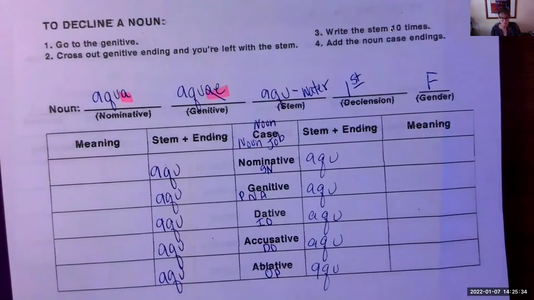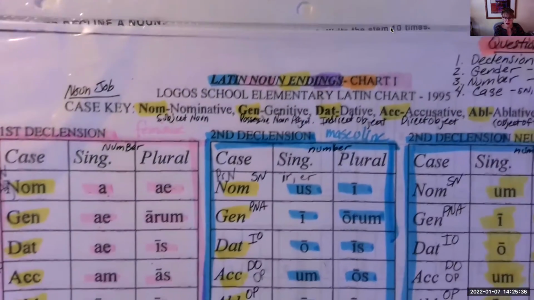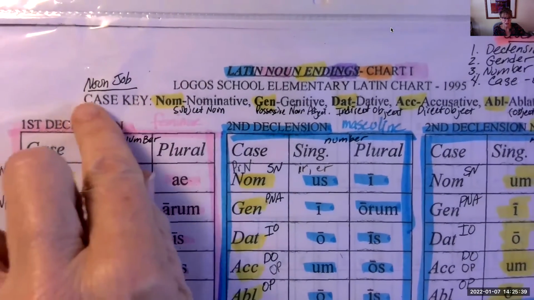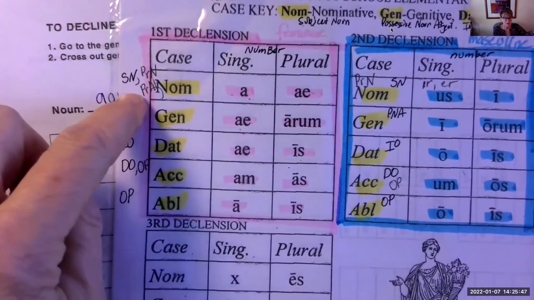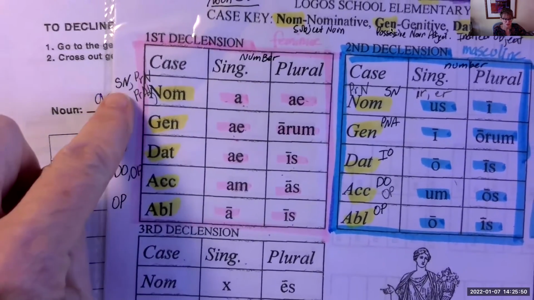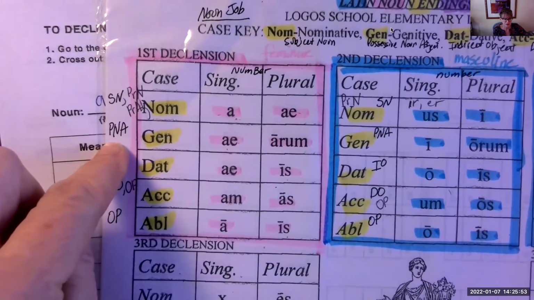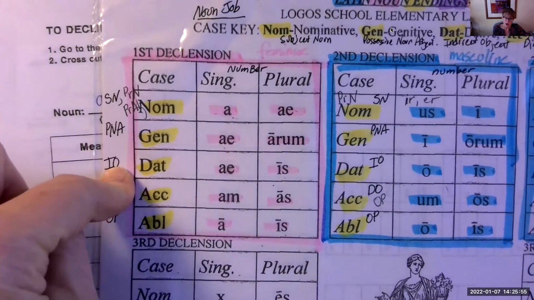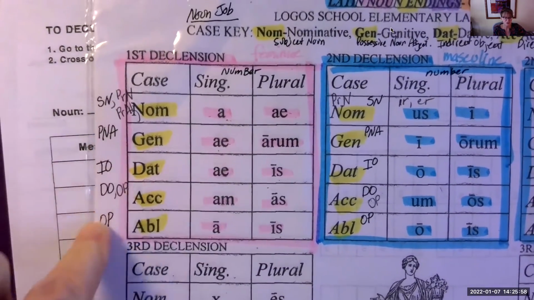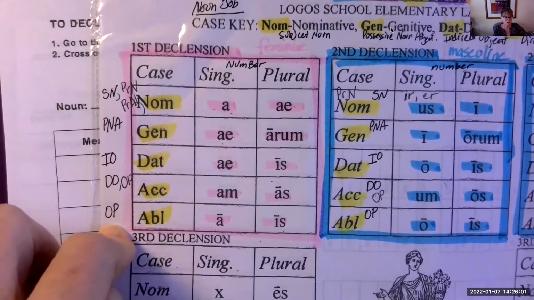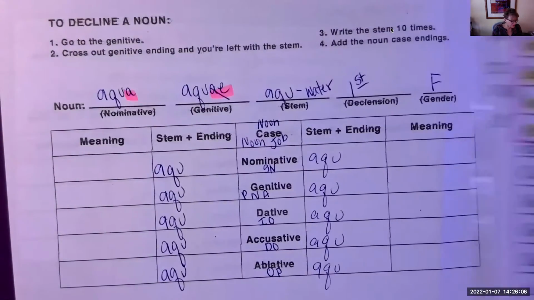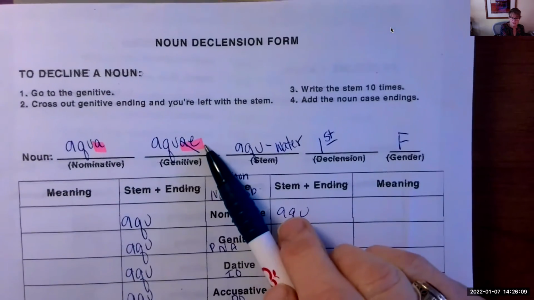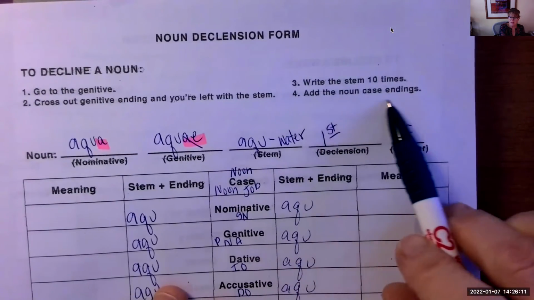And on my noun sheet here, I actually have a case key up at the tippy top. Then we say what they are underneath, and students quickly learn them. And then I actually put them in the side. Subject noun, PNA for possessive noun adjective, IO, indirect object, DO for direct object, and OP for object of the preposition. And that's what they first learned. So back to how to decline a noun, write the stem 10 times, and then add the noun case endings.